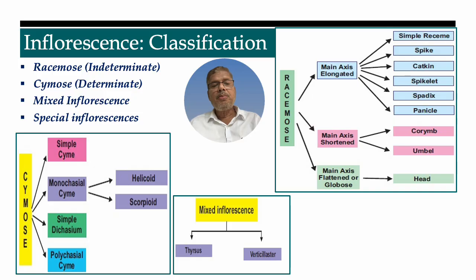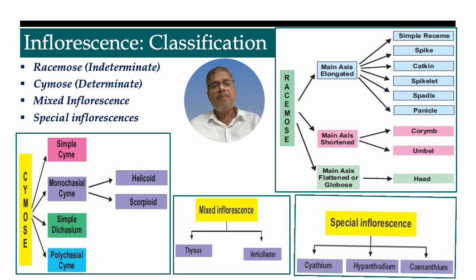The cymose or determinate inflorescence: here the main axis terminates in a flower. The growth is limited. Youngest flowers are lateral and are arranged in basipetal succession. The mixed and special inflorescences are variations in how the flowers are arranged on the plant, deviating from the basic racemose and cymose patterns. The mixed inflorescence combines the racemose and cymose characteristics on the same floral axis, while the special inflorescence represents a unique, often highly modified arrangement.